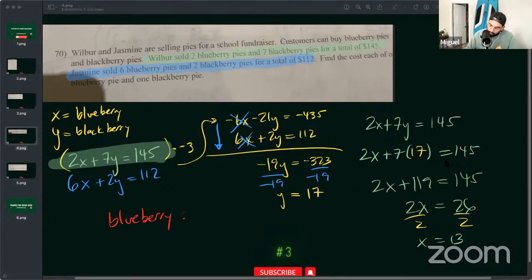We're going to say is $13. So I'm actually going to use units. And then blackberry is going to be $17. Man, I don't know. Expensive pies? What do you think? $13 and $17? I don't think that's too bad. I mean, blackberry pies, that shouldn't be that bad.